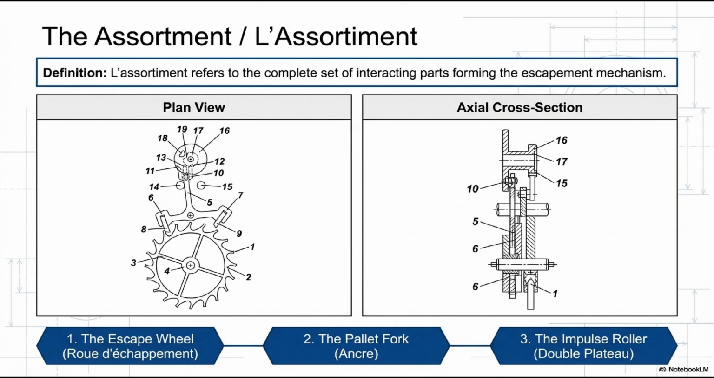On the escape wheel (roue d'échappement), 4 named elements: the tooth (dent), which is the shaped projection that delivers impulse, the rim (serge), the outer ring connecting all teeth, the spoke (bras), the radial member connecting rim to hub, and the hub or center (moyeu), the central body mounted on the pinion.